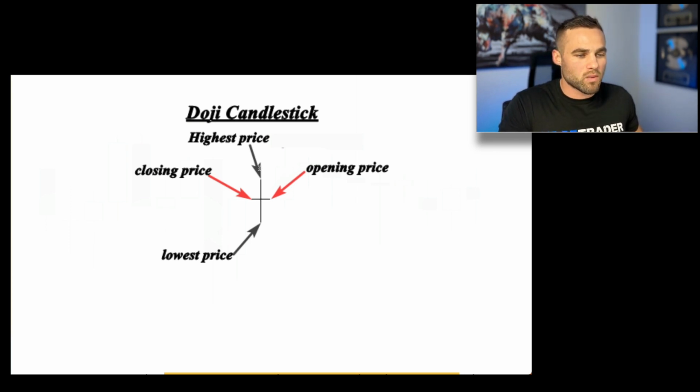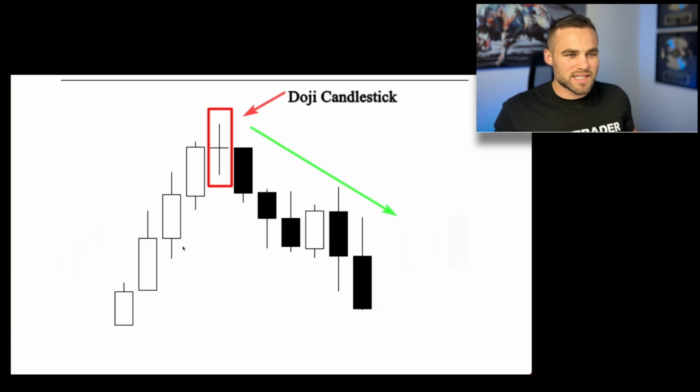Now you can see with these wicks that price went as high as here during the session and went as low as here in the session, but price ultimately closed relatively close to where the opening price originally was. So a lot of the time these doji candlestick patterns are known as indecision candles, where the market can't make up its mind. Sometimes these can lead to reversals in the market, where you may see this at the top of a trend and then you see the market starting to come back down.